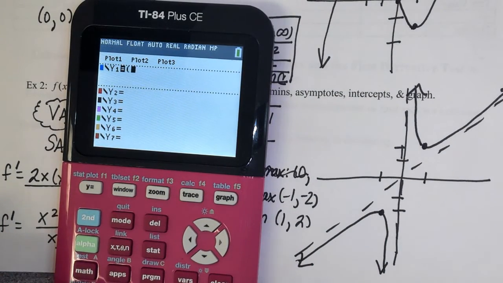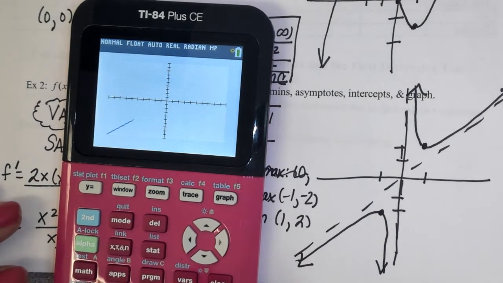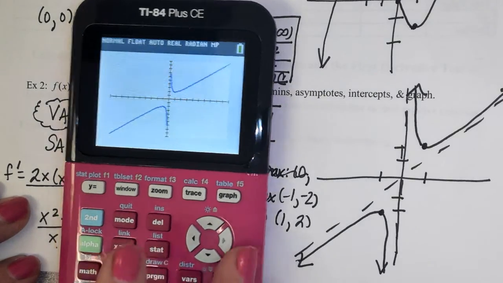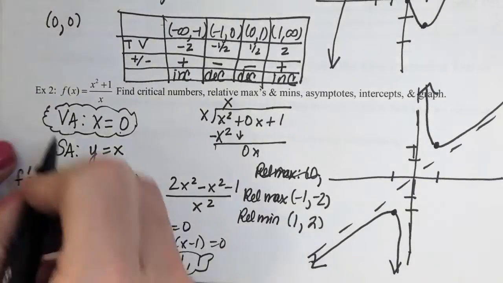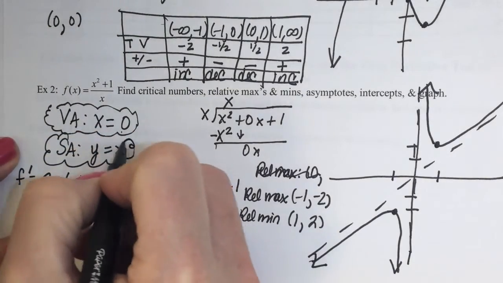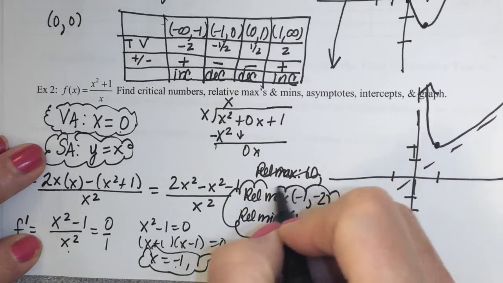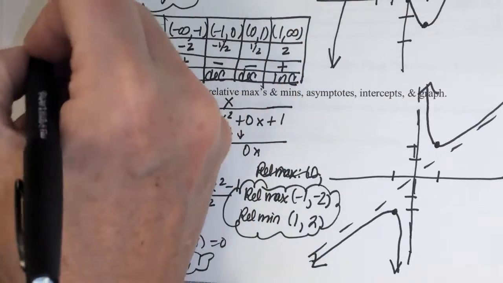So just to kind of show you this, x squared plus 1 divided by x, zoom 6, and here's what we've got, and we were correct. Okay? So hopefully that helps you to figure all this out. We wanted to get all this stuff in here. This is our important information. And that would be an intercept there.